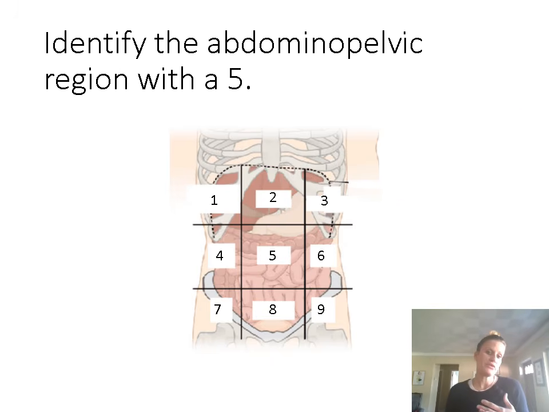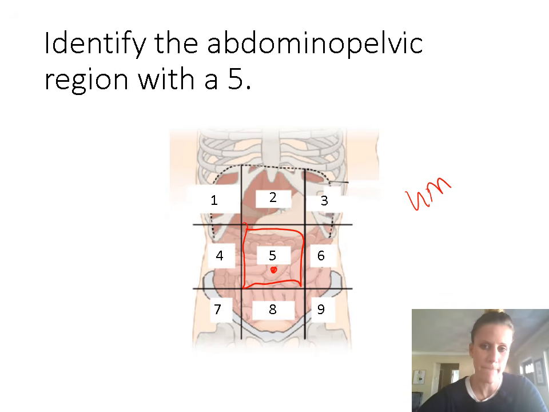Identify the abdominopelvic region with a 5. This one right in the middle of that tic-tac-toe board happens to sit right where the belly button is. So if this guy had skin covering all of these organs, you would see that his belly button is like right here. And you can kind of imagine that, right? Like on your stomach. Because that sits right over the belly button, we name that region the umbilical region.